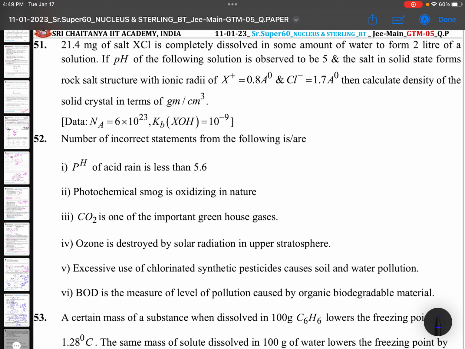This is a really lengthy paper. If any student gets this kind of paper, definitely the chemistry score will go. And in this kind of paper, if you are getting 50 also, your percentage will be more than 99.